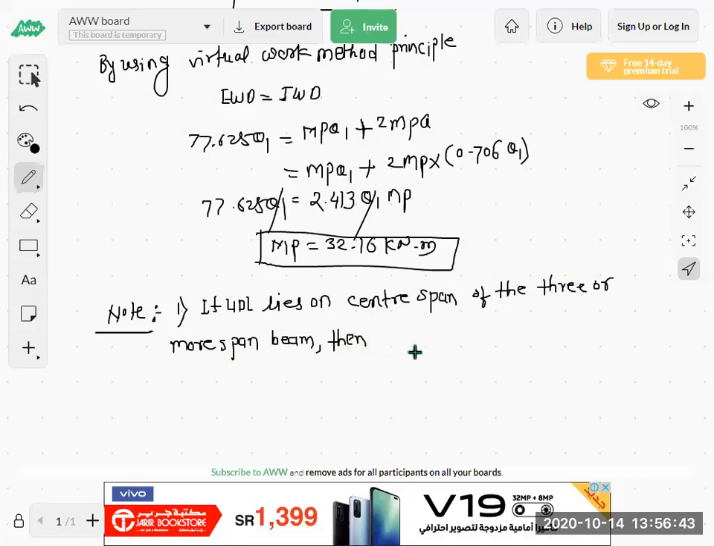then load acts at the center of span. Load acts at the center of span.